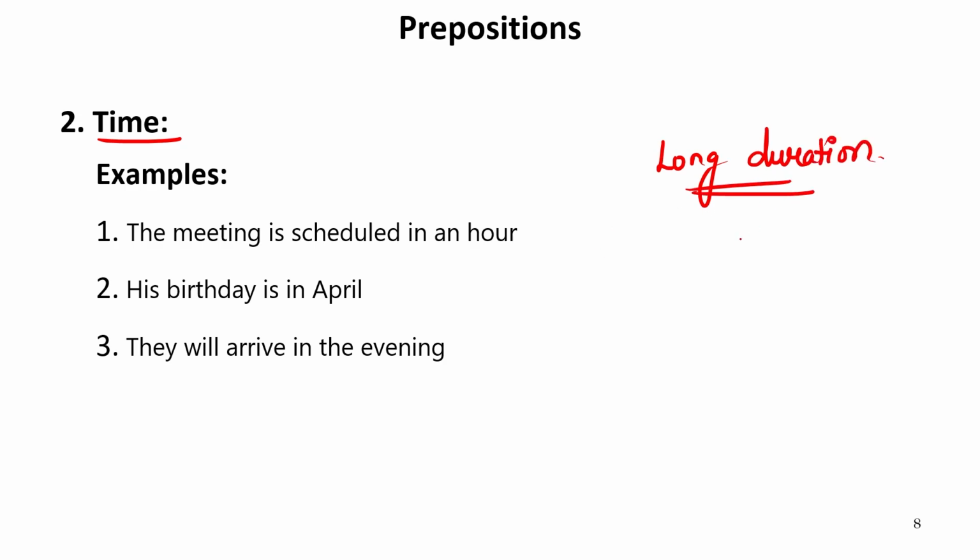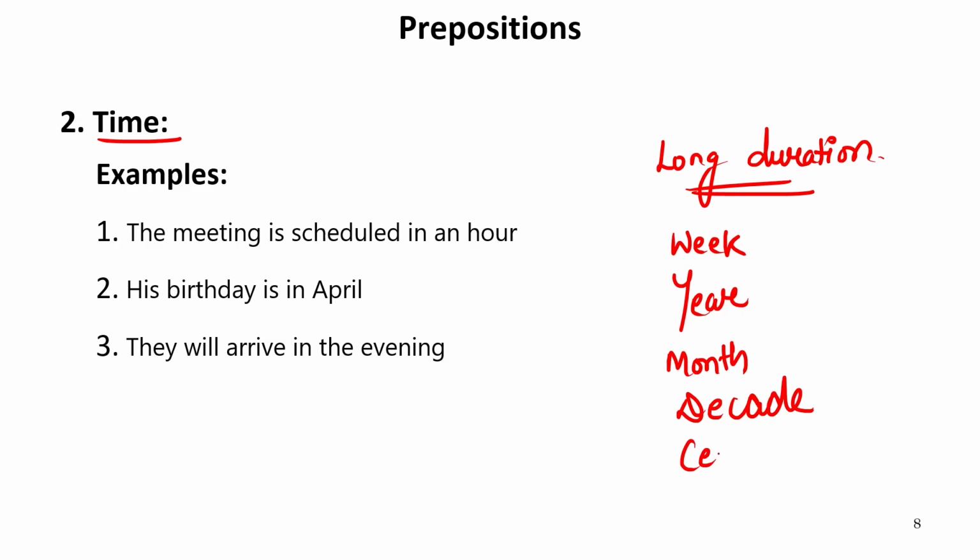Long duration refers to, now there are two types of duration of time. One is short and one is long. So if we talk about short time duration, there is day, date. But if we talk about a week, a year, a month, a decade, decade means 10 years, a century, that means 100 years or many more. They can be 1000 years or many more. So if we show any of these long time durations, we always use in with them.